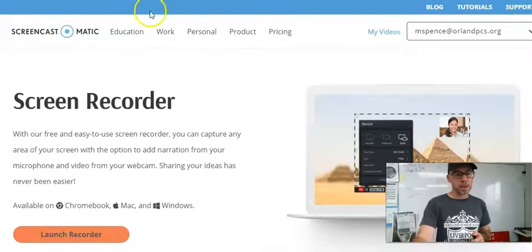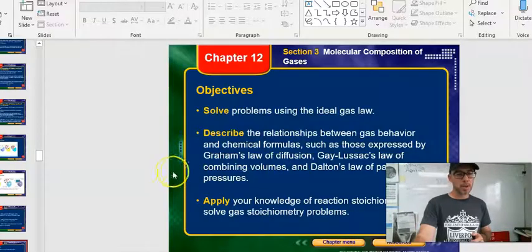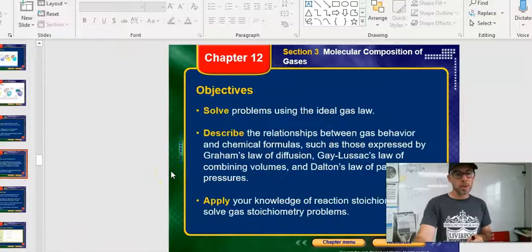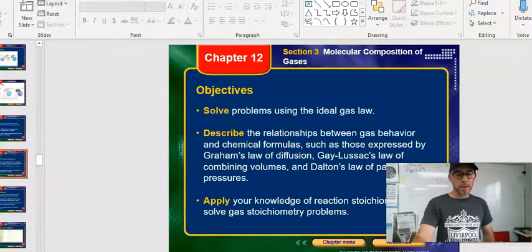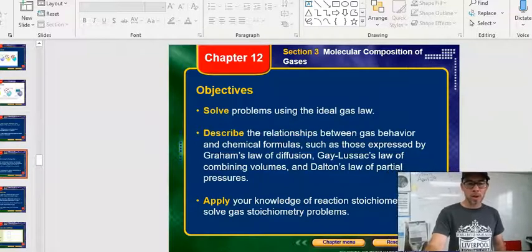We're going to be doing chapter 12, section 3, and here are our objectives. We're going to be looking at the ideal gas law today. Second, we're going to describe the relationship between gas behavior and chemical formulas. There's some history that you're going to read about in the book. I'm not going to spend a whole lot of time on that in this lecture. You can look it up yourself.